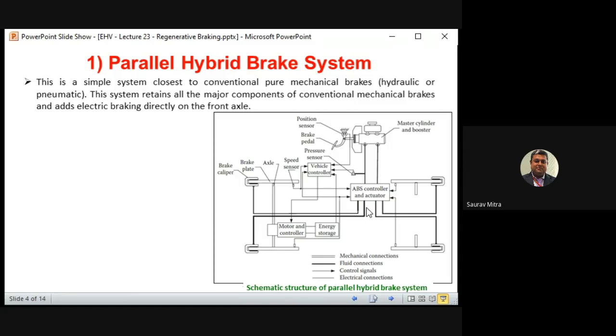So one or two groups would be talking about ABS also. What are the different sensors you can find? There's a speed sensor, there's a pressure sensor, that means how much pressure is given on the brake. Then there is the brake pedal position sensor, and beside the brake pedal position sensor there is a master cylinder or booster.